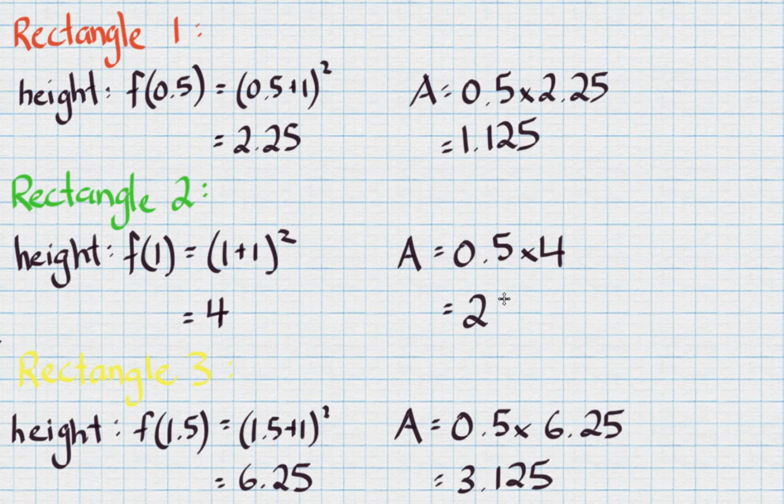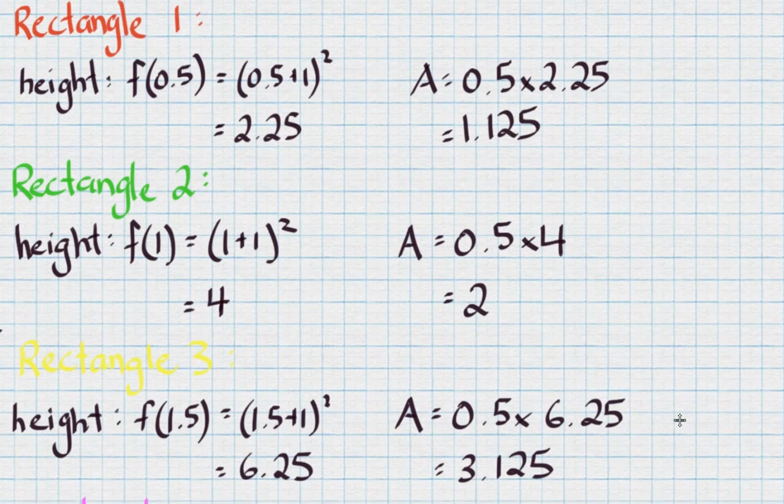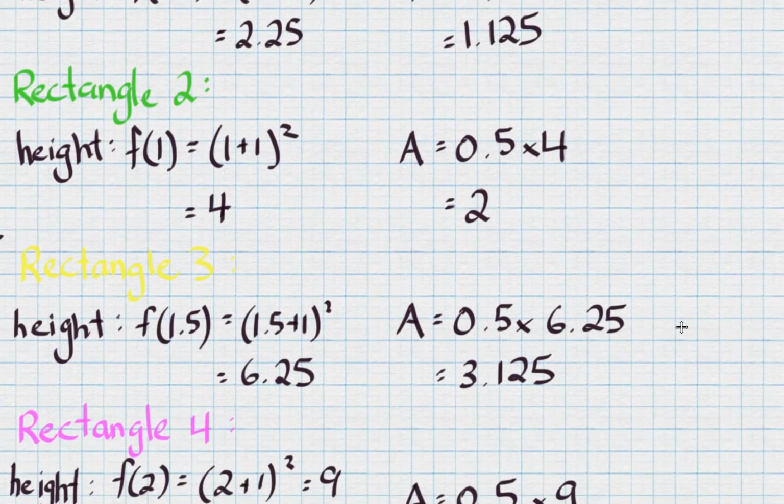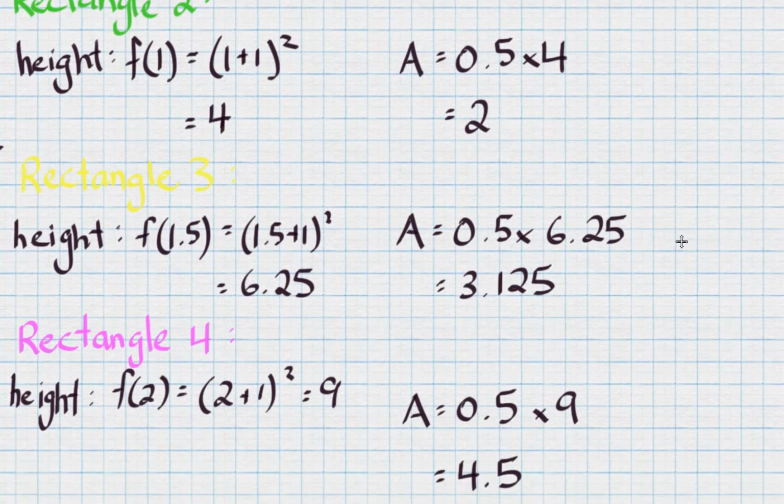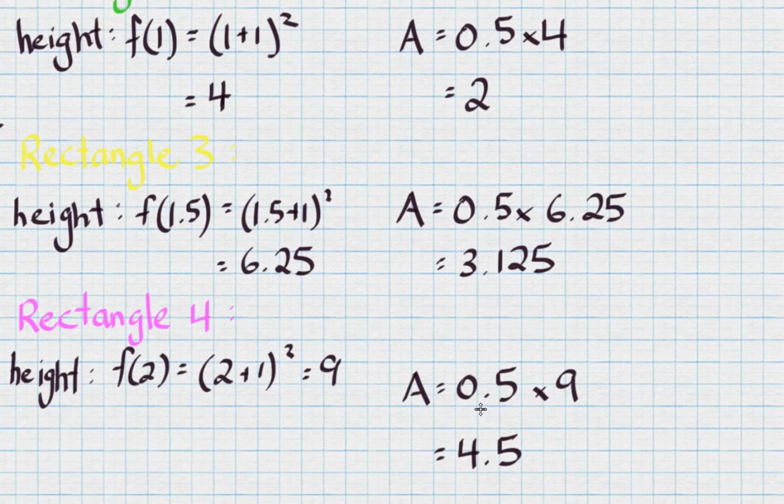Second rectangle has an area of 2. Third rectangle has an area of 3.125. So all matching up with what we saw from part A, because these rectangles have just been shifted across. But then our biggest rectangle, 0.5 for the base times the height of 9 gives us an area of 4.5.